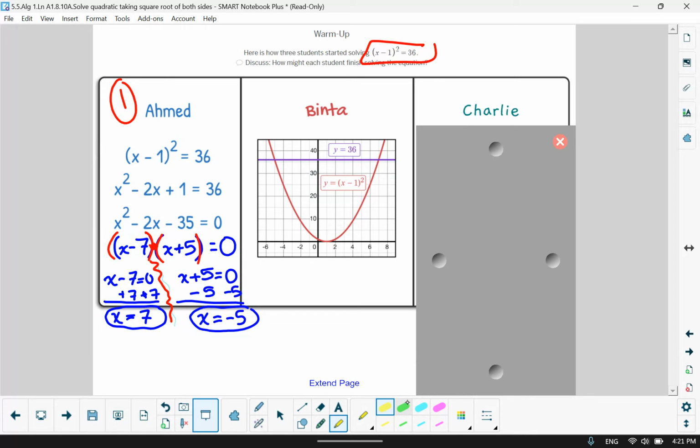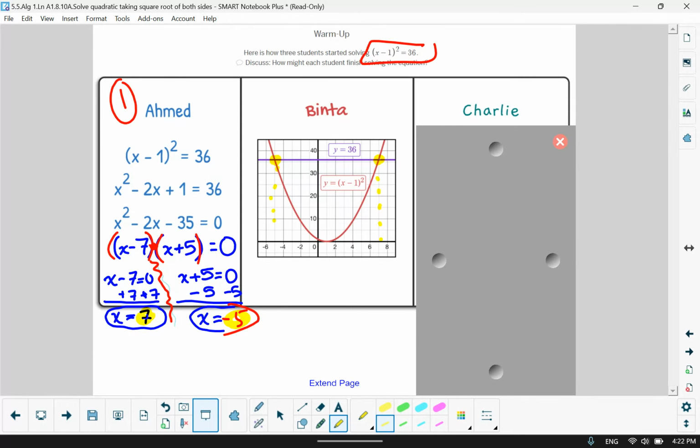Now, the Binta graphing way graphs that red parabola to describe (x minus 1) squared. Furthermore, she then says, but I want to see what happens at 36, and graphs the horizontal line. And our goal then would be to find the point where that red parabola meets the 36. Naturally, to no one's surprise, it will be right at negative 5. Whoops, that's not what I meant to do. Oh, it's not going to give me that negative 5 back. It'll meet right at negative 5. And then, of course, it will also meet when x is 7.